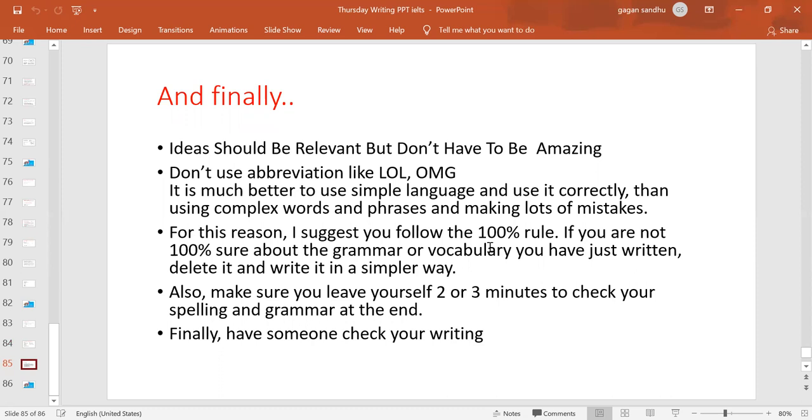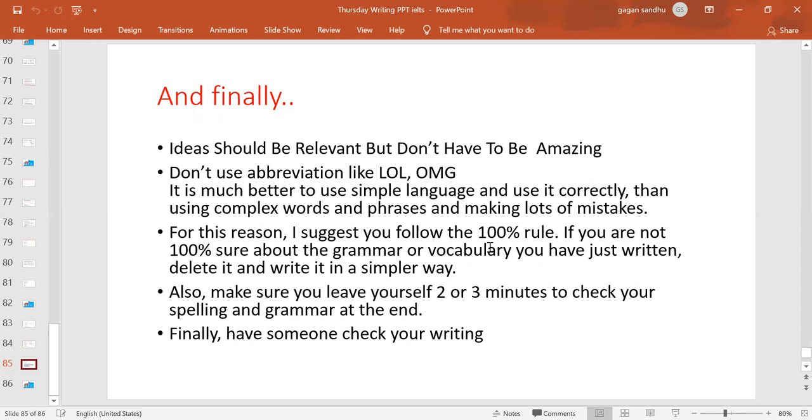Never ever use any abbreviation in letter writing. LOL, OMG, or any sort of abbreviation, you're not supposed to write it. And always use the full word if you want to write something in the letter, even if it's an informal letter and you are referring to a friend, still you can't do that.